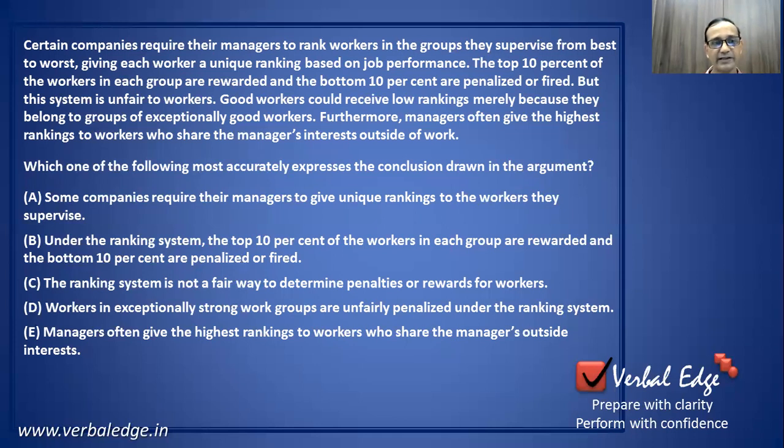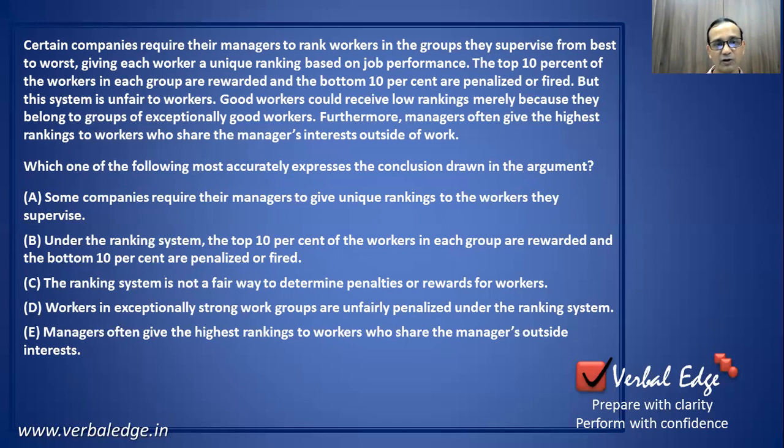So if we read option A, some companies require their managers to give unique rankings to the workers they supervise. This you think can be directly derived from the first sentence, right? So it again forms a part of background information. B, under the ranking system, the top 10% of workers in each group are rewarded. This is the second sentence, which we have decided is a part of background information, developing the context.